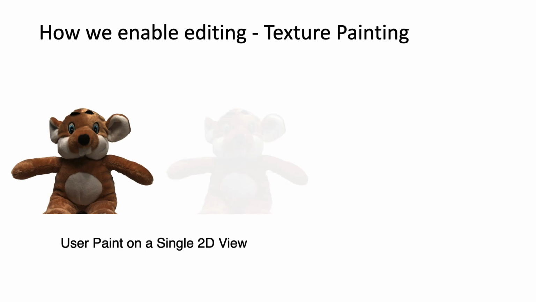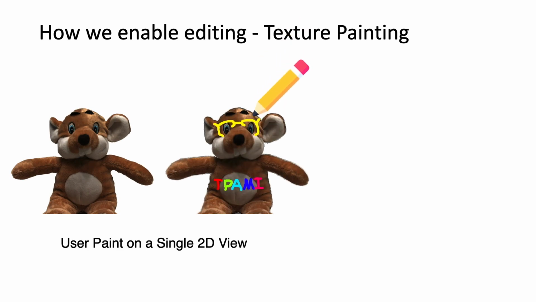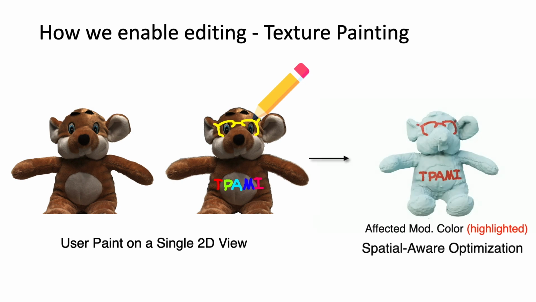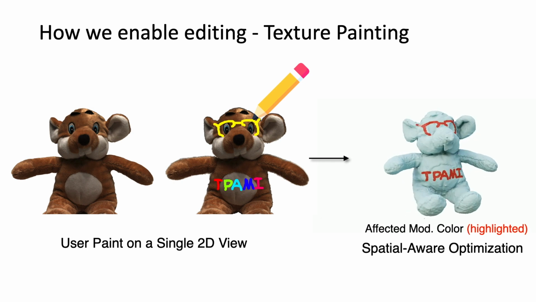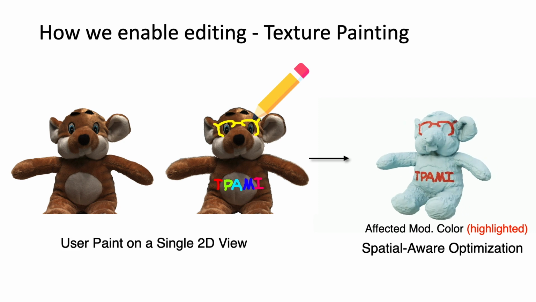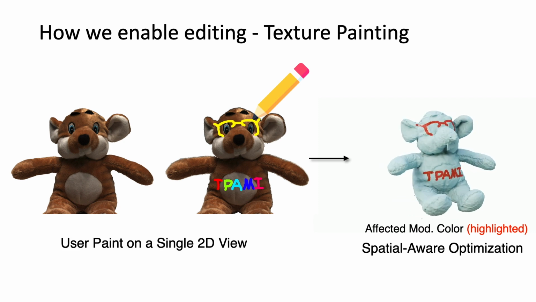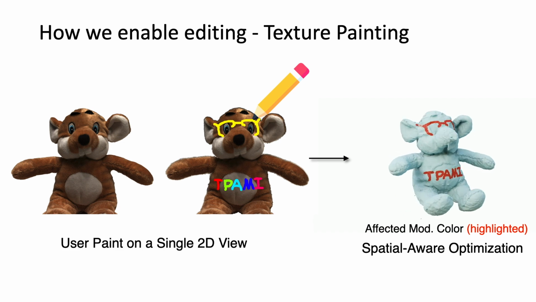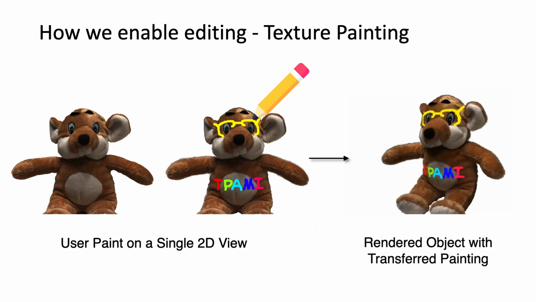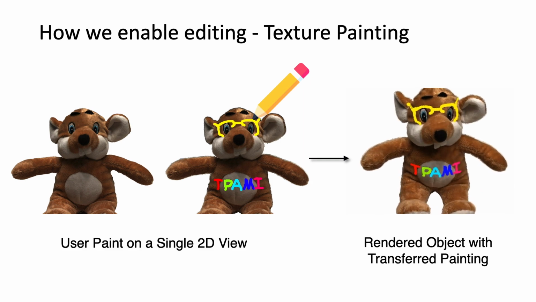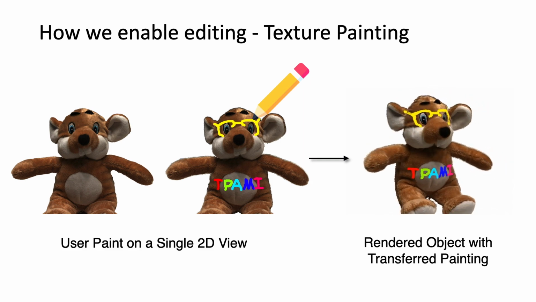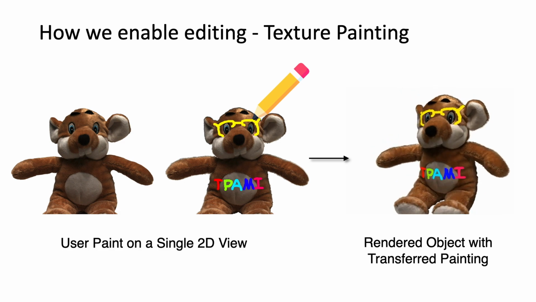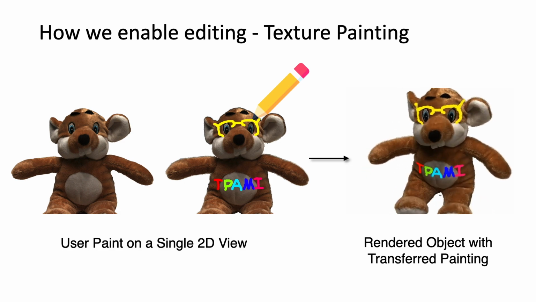For texture painting, we first let users paint on a single 2D image. Then, we find the affected learnable modification colors with ray mesh intersections, as highlighted on the right side. During the optimization, we only fine-tune these affected modification colors on mesh vertices while ignoring others. Here is the final result, where the yellow glass and colorful TPAMI logo have been branded on the teddy bear, and the other part remains untouched.